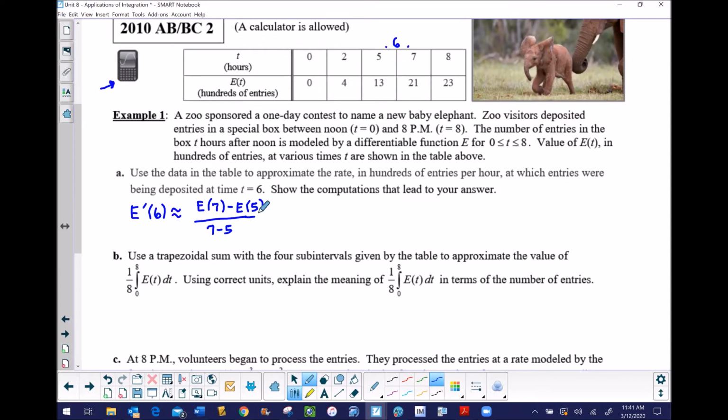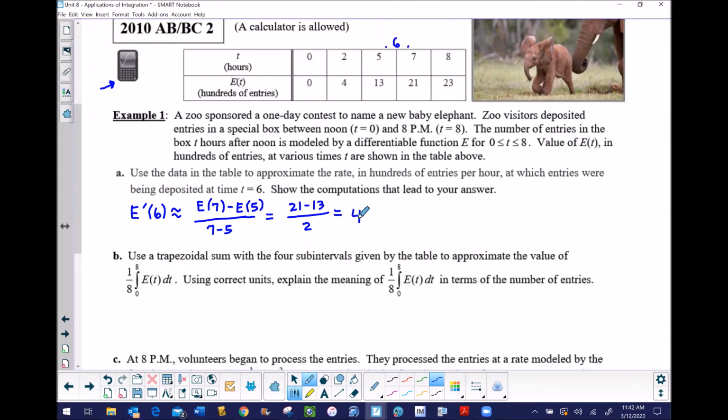Now, the next point would be to actually compute the answer, and that would be to fill in the values: 21 minus 13 over 7 minus 5, or if you want to go ahead and simplify that to 2, and that would be acceptable if you wanted to leave it there because you don't have to simplify. Now, if you do simplify, I believe that the numerator is 8, the denominator 2 would give you 4.